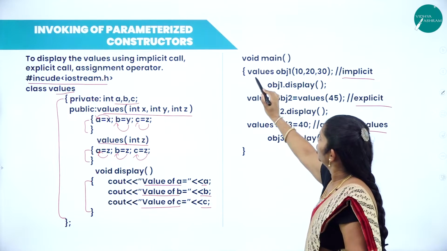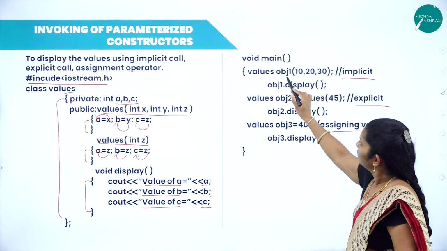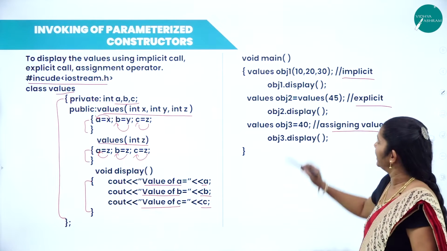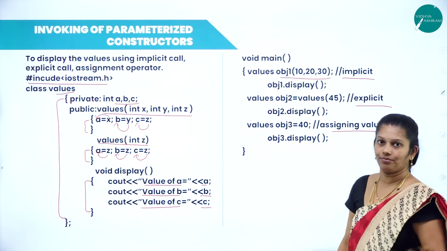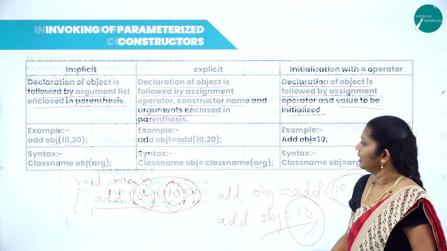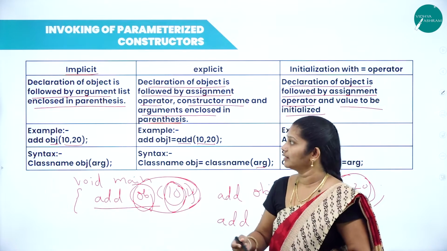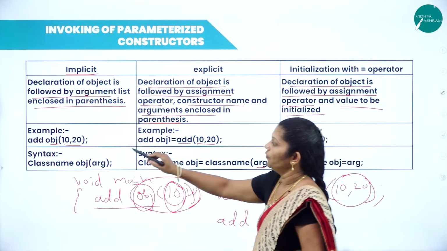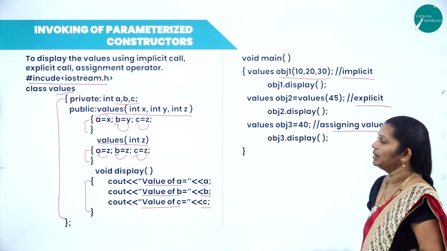Then we are creating the object. While creating the object, the class name has to be written. So Values object1, the first object we are creating, then 10, 20, 30. Inside the brackets itself, immediately after creating the object, we are writing the arguments. Which type of constructor is this, especially which type of parameterized constructor? Here it is an implicit call of the constructor function, because after creating the object, immediately we have the argument list. That's why here we'll write implicit call.